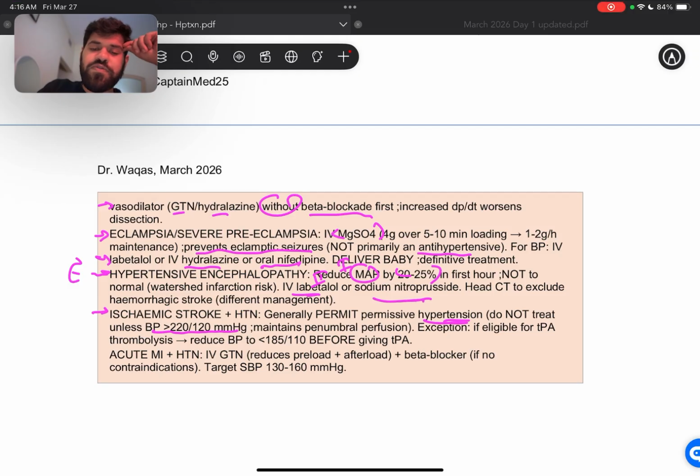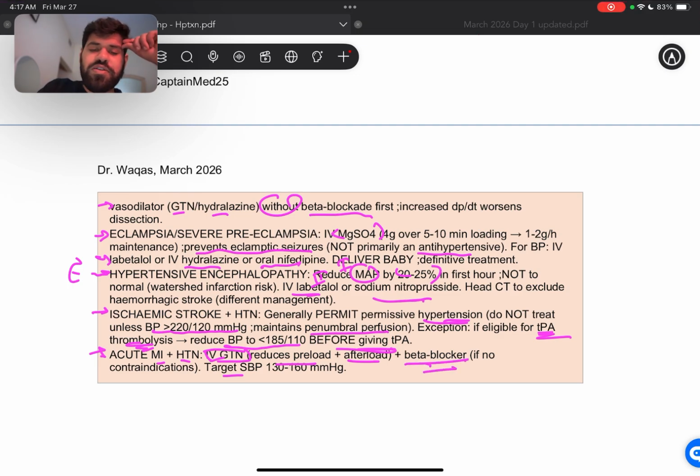All right, because you have to maintain the penumbral perfusion, and the only exception is going to be if they're eligible for TPA. So thrombolysis, we have to reduce BP before giving TPA. If the patient has acute MI plus hypertension, we give them GTN to reduce preload and afterload, plus a beta blocker.